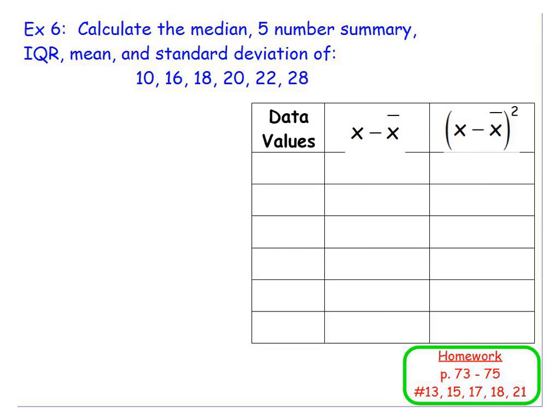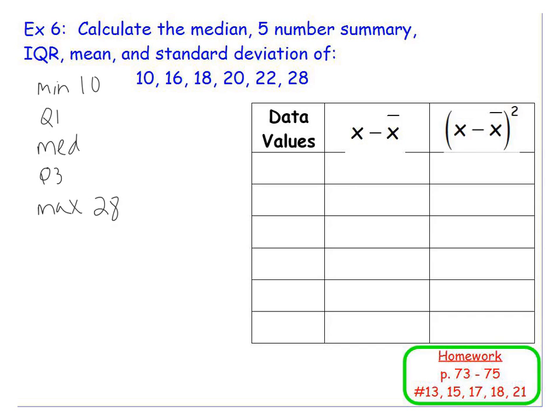All right, so let's look at the last example. This time we have 6 data values: 10, 16, 18, 20, 22, and 28. Let's go through the same process. We need to find the minimum, Q1, the median, Q3, and the maximum. The easy ones are the lowest, 10, and the highest, 28.